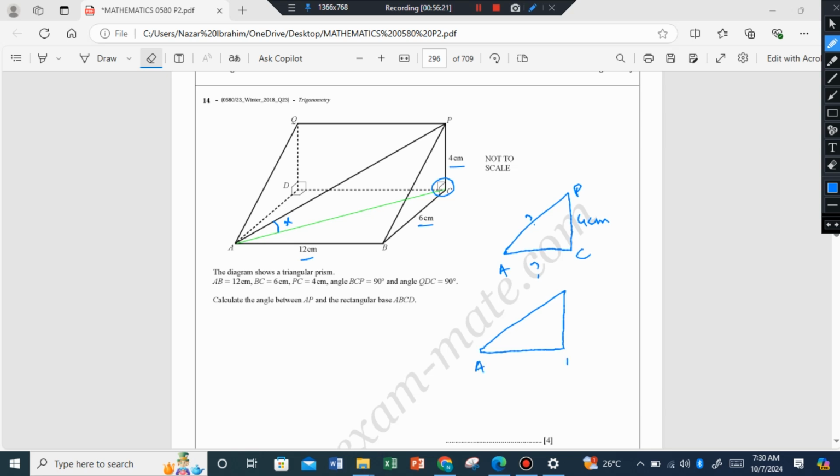A, B and C. So BC is 6 centimeter, AB is 12 centimeter. I want to calculate AC, okay, and which can easily be calculated through Pythagoras theorem. Applying that, I am getting hypotenuse square is equal to base square, which is 12, and perpendicular square or opposite square, which is 6. So solving it and then taking square root, I am getting 13.42 centimeters.